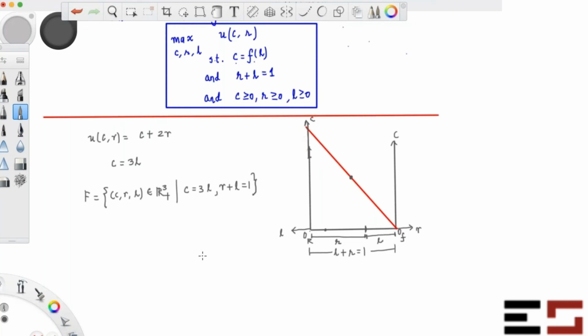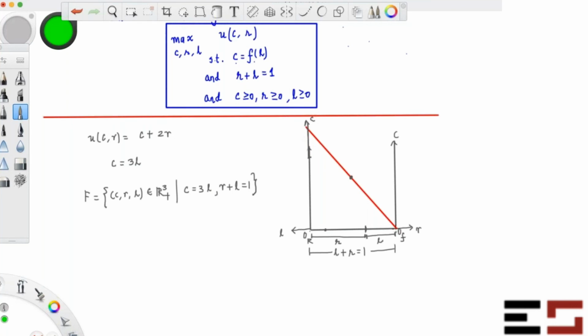What is the slope of the indifference curve in this case? Please note that R is on the horizontal axis and C is on the vertical. It's 2. Yes, 2 in absolute terms. If it is 2 in absolute terms, and if we plot indifference curves, are they going to be flatter than the production function or steeper than the production function? Flatter, sir. Very good. They'll be flatter.